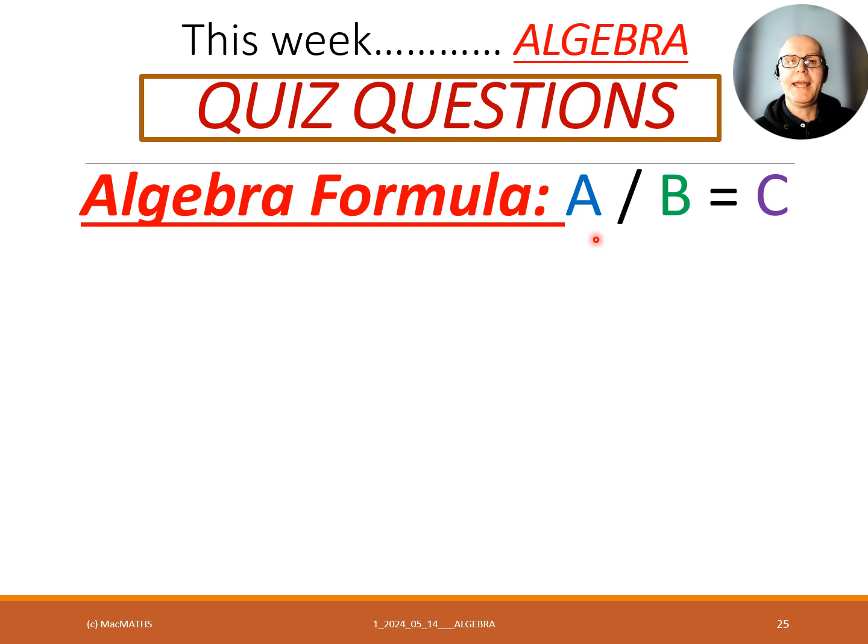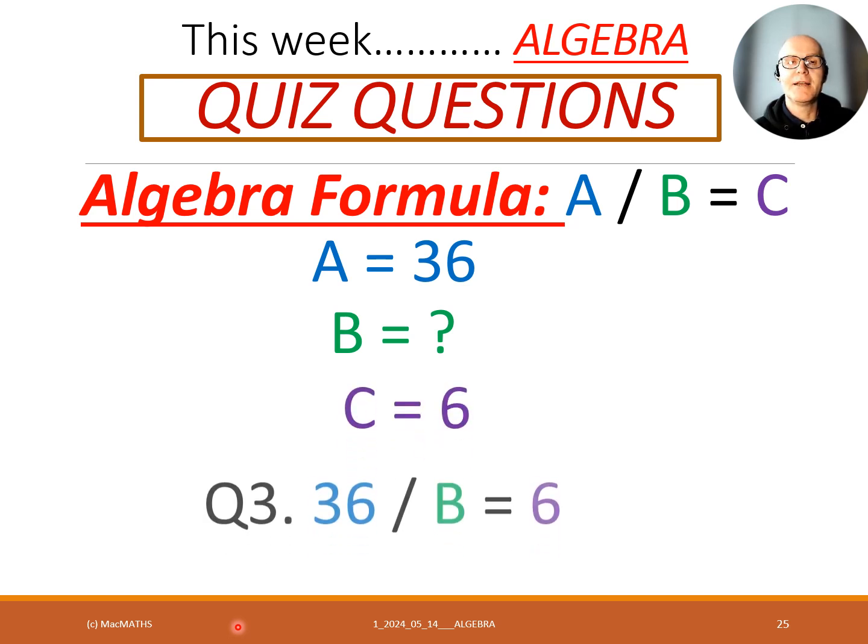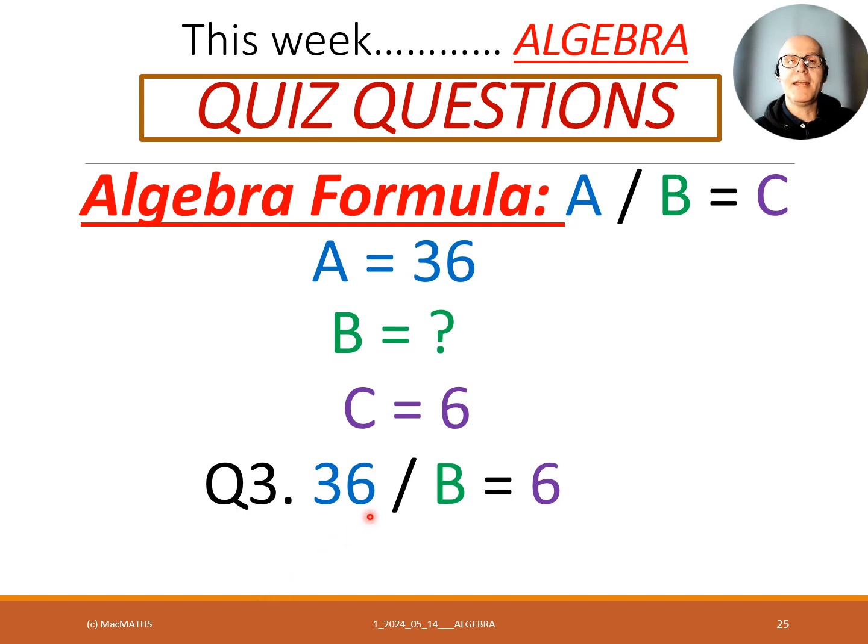Question 3. A divided by B equals C. Numbers that we do know: A equals 36, B is what we're trying to find out, and C equals 6. Fill the numbers we do know into this formula. A equals 36, B we're trying to find out, and C equals 6.